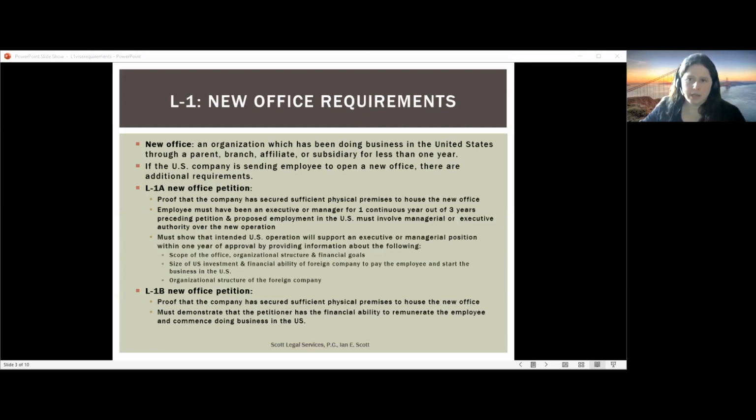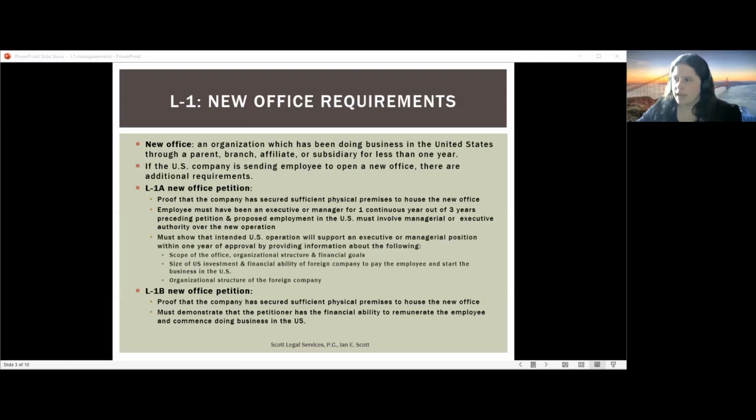If you're starting up a new office, so either you've incorporated or you've just barely incorporated, then you will need to include this additional evidence. One is proof the company has secured sufficient physical premises to house the new office. The other is that an employee who's coming to the U.S. under a managerial or executive role has to show that there's going to be employment planned for the U.S. new office that's going to support this managerial or executive role within 1 year.